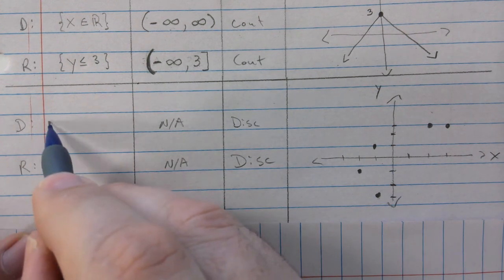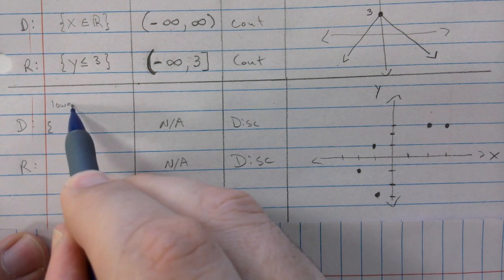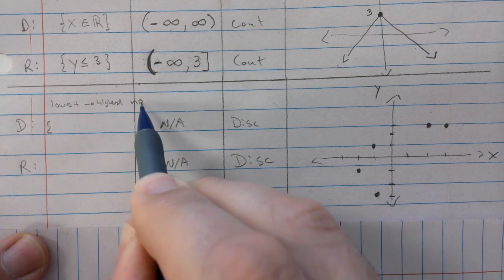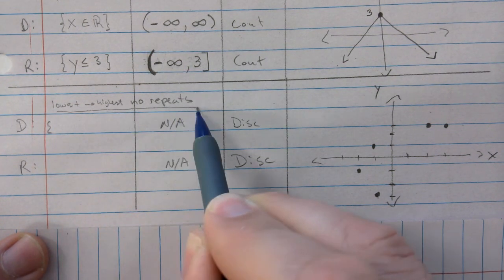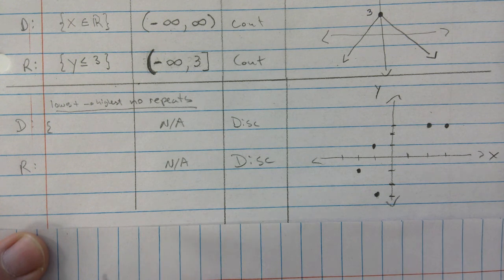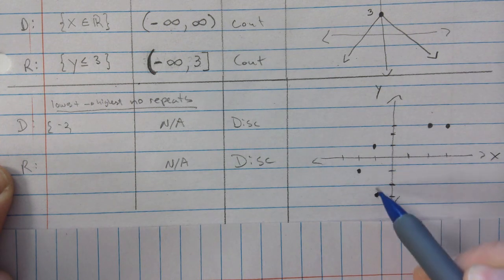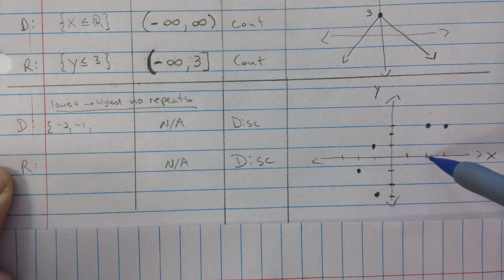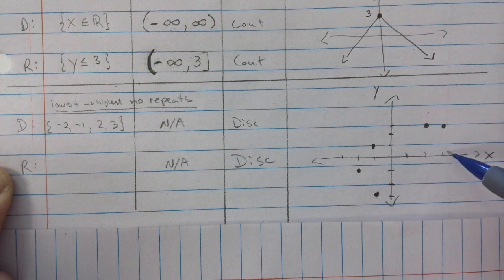So we go to domain, and you go from lowest to highest. Do not repeat. Okay. Lowest to highest. No repeats. Okay. That's important. So for domain, we go from -2, -1. It happens twice, right? But that's it, -1. Then we go to 2 and 3. Done, right? So 2 and 3.